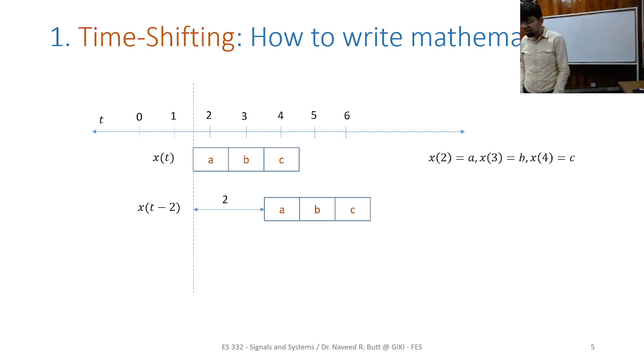So for example, if the original is x(t), what is its value? Let's say at x(2) its value is A, x(3) its value is B, x(4) its value is C. This is a simplified version. So what would happen to x(t minus 2)?